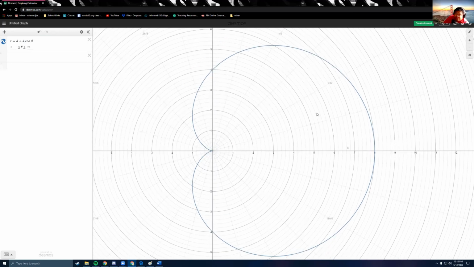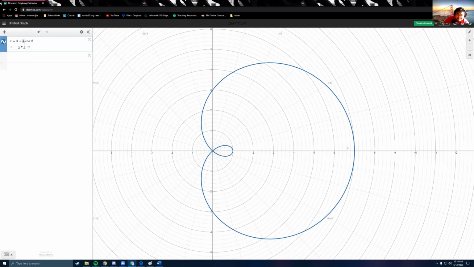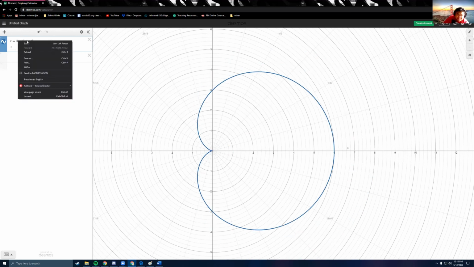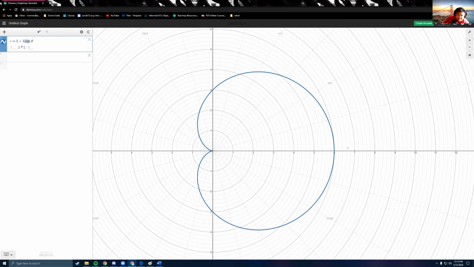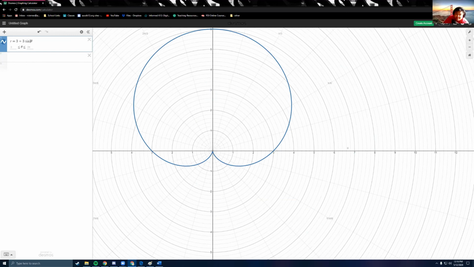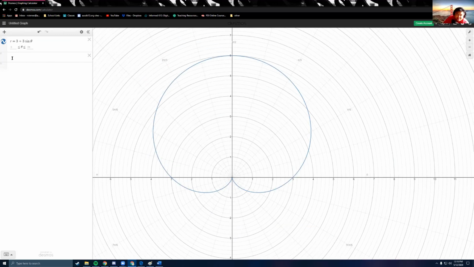If you heard the term cardioid microphone, it's because the way the sound picks up from the microphone is in the shape of a cardioid. It's not picking up noise from behind the mic. It's only specifically in front of it like this, like a cardioid. That's where that comes from. Let's go 3 and 3. It's also a cardioid. And if I put 3 cosine, 3 sine, that's also a cardioid, but it's now a vertical cardioid.